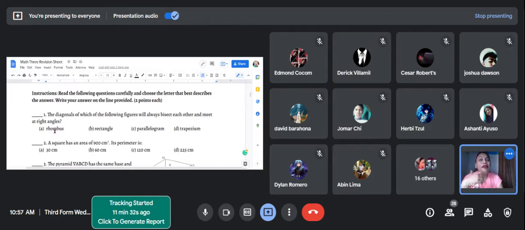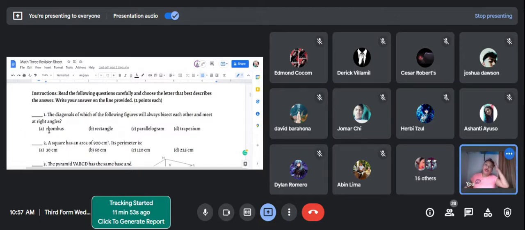So now a rhombus is like a slanted square. You know what a rectangle is? A parallelogram is like a slanted rectangle. And then you have a trapezium, and a trapezium has a shorter side at the top and then a longer side at the bottom. You guys are supposed to know how these shapes look.